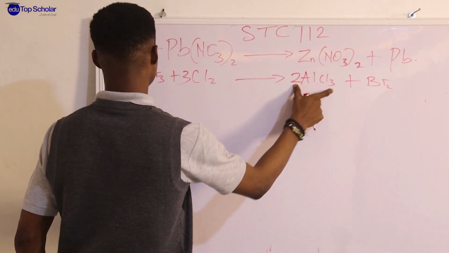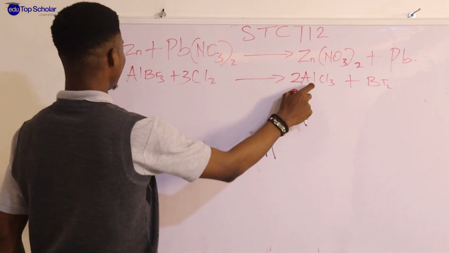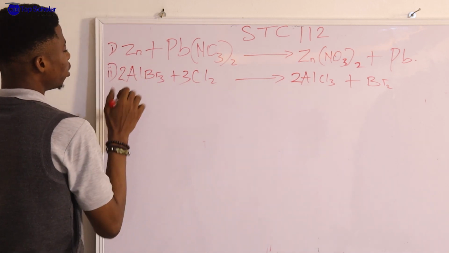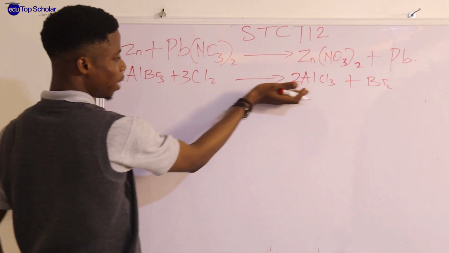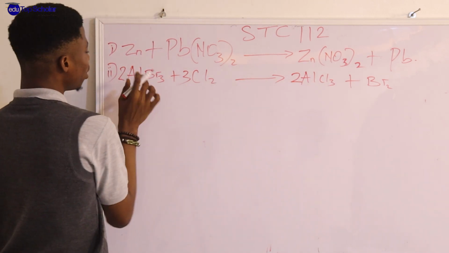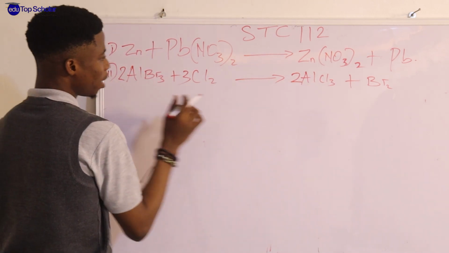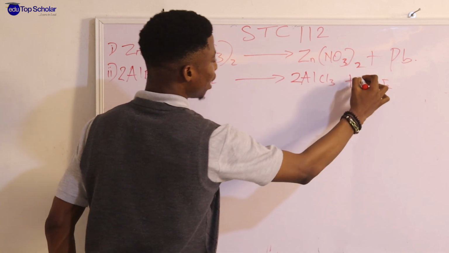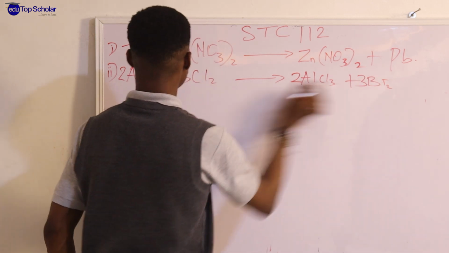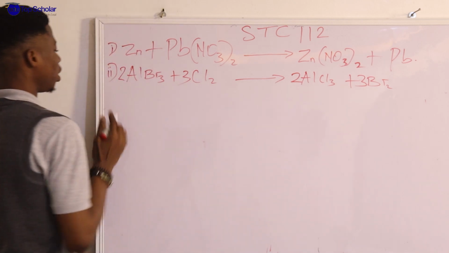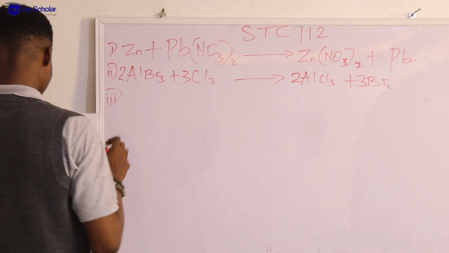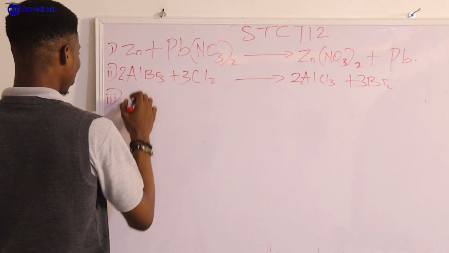So chlorine is balanced. So we need to balance the aluminum. So we put 2 here. So we have 2 aluminum, 2 aluminum. So aluminum chloride is balanced as a whole. So we have 6 bromine here and 2 bromine here. So we add 3, making 6 and 6. So everything is balanced. It's chemically balanced. The third question says sodium phosphate and calcium chloride.